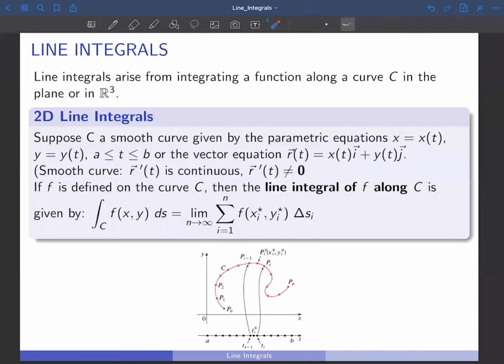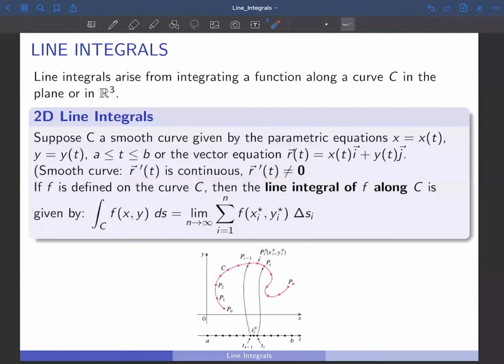In this section, we'll talk about the line integrals. Line integrals arise from integrating a function along a curve C in the plane or in space. For a two-dimensional line integral, suppose that we have a smooth curve C, where a smooth curve means a curve that has a tangent vector that is continuous and non-zero.